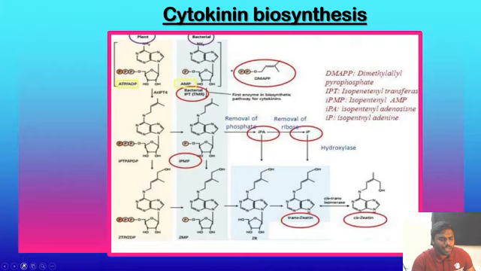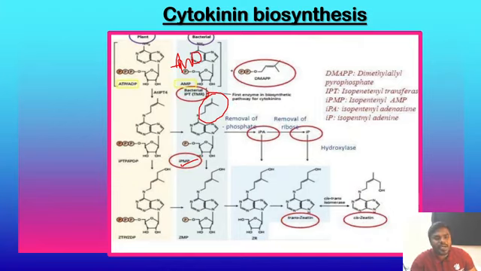Very simple, my friends. All the students look into this. This is the AMP, friends. Now AMP is added by what group? Isopentenyl group. Upon adding the isopentenyl group, we are just calling it the isopentenyl monophosphate. That's all. Now every student listen to me carefully.